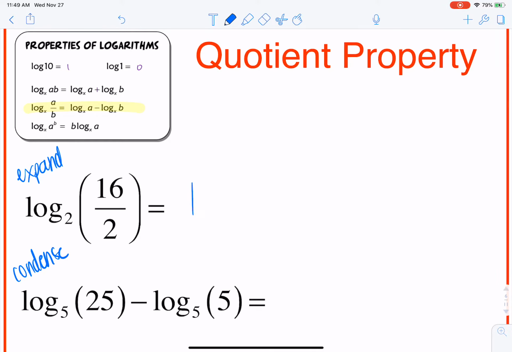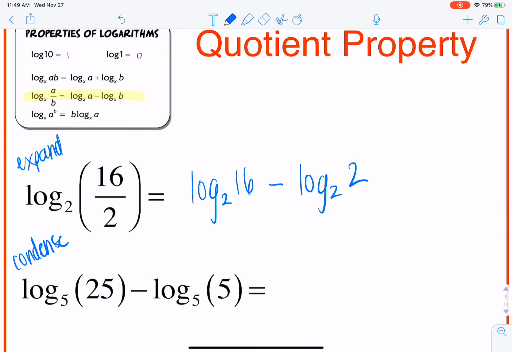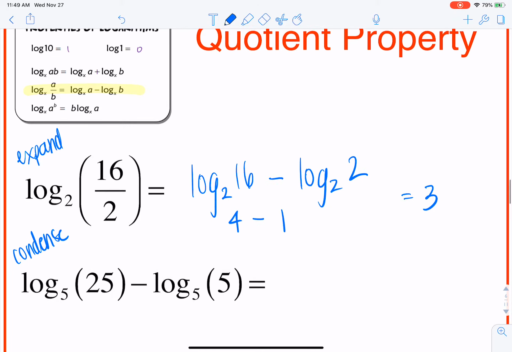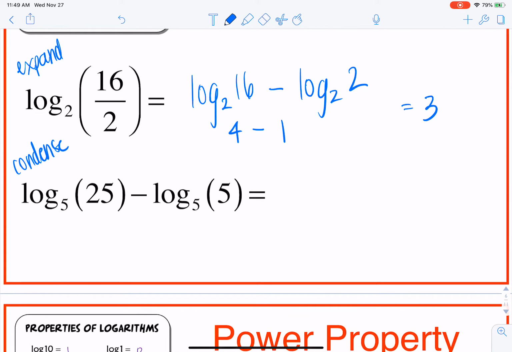So my quotient property, this is the same as log base 2 of 16 minus log base 2 of 2. And again, we could continue to further evaluate these. Log base 2 of 16 is the same thing as 4 minus 1. So this will end up getting me to 3. Log base 5 of 25 minus log base 5 of 5, I can use my quotient rule to condense this into one single logarithm, log base 5 of 25 divided by 5.